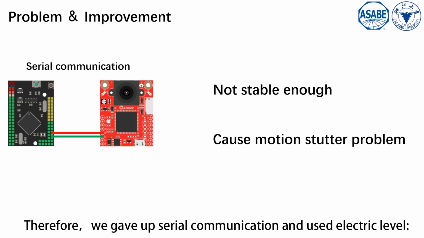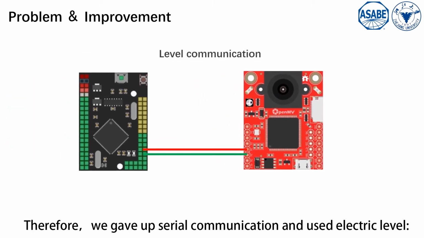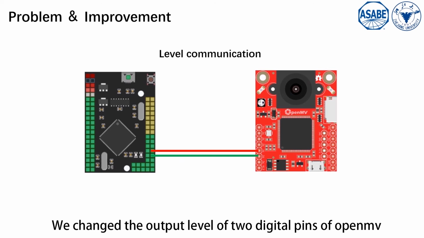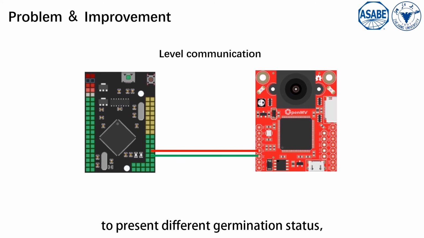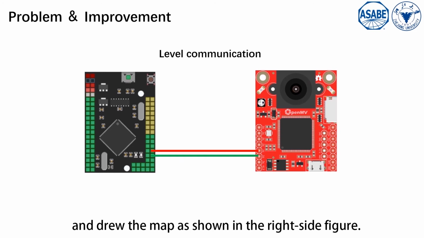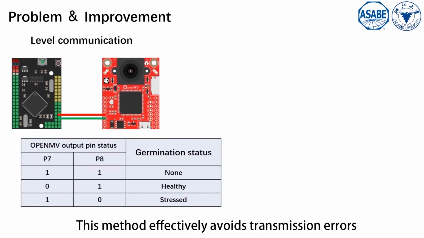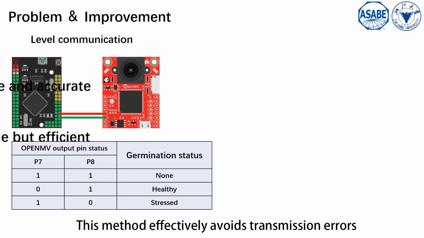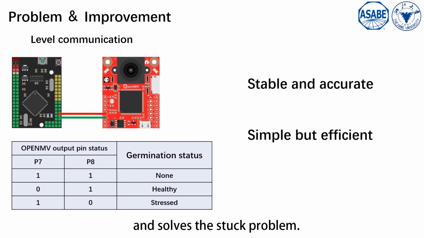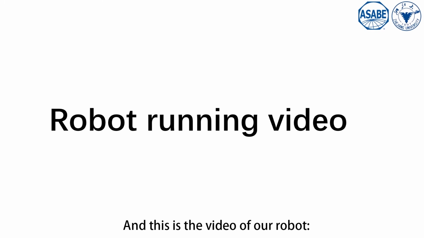Therefore, we gave up serial communication and used electric level. We changed the output level of 2 digital pins of OpenMV to present different germination statuses, and drew the map as shown in the right side figure. This method effectively avoids transmission errors and solves the stuck problem, and this is the video of our robot.